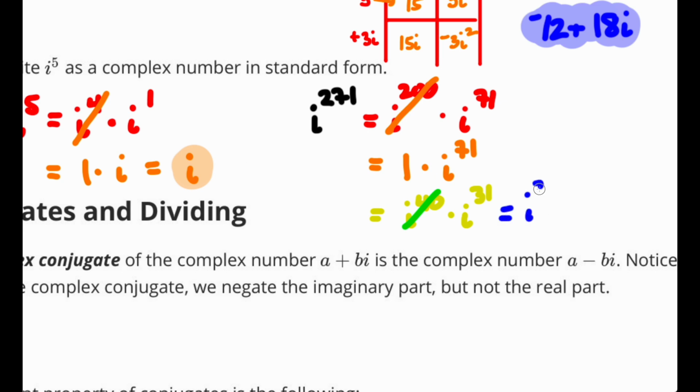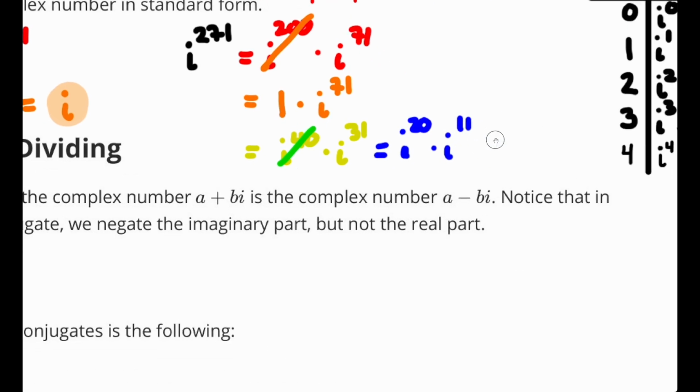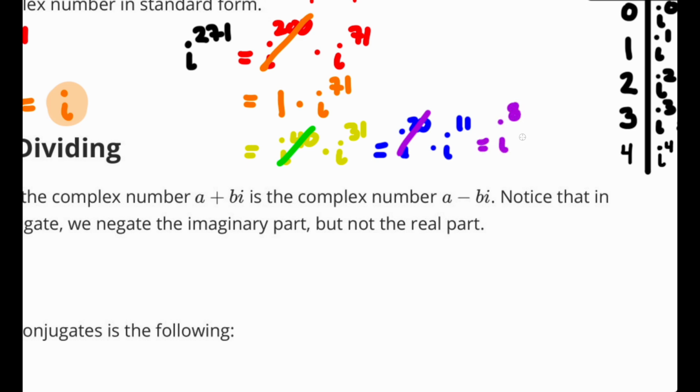Let's just say 20. 5 times 4 is 20. So we have 20 and I to the 11th. Okay, still not breaking that I down all the way, but we're getting there. Slowly but surely. I to the 20 is 1, so now we have I to the 11th. Let's just do I to the 8th times I to the 3rd. Okay, I to the 8th is 1, so you have I to the 3rd.